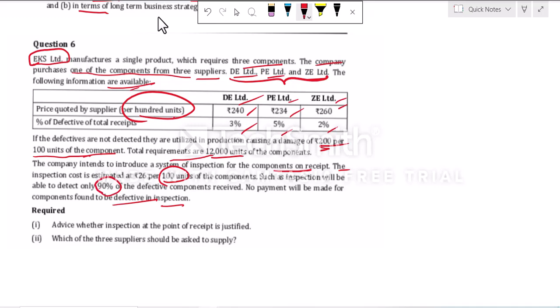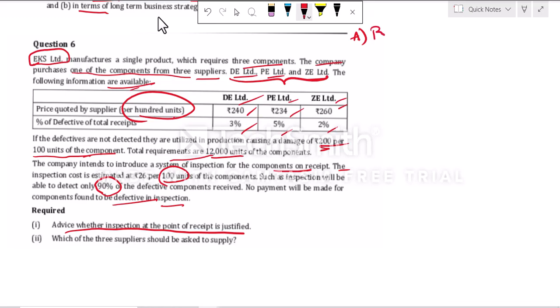Previously, if they have 100 defective products, only 90 will be detected, and 10% they will not detect. Whatever defective goods are detected, they need not pay any payment for them. So we have to advise whether inspection at the point of receipt is justified or not. First, see, this is a cost criterion. We have to check whether it is profitable or not.